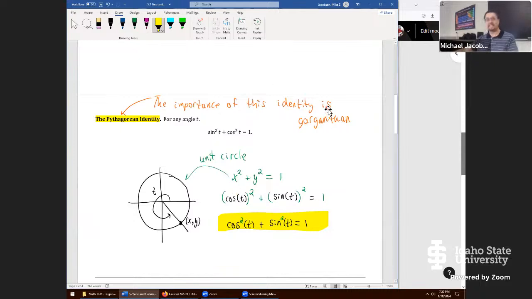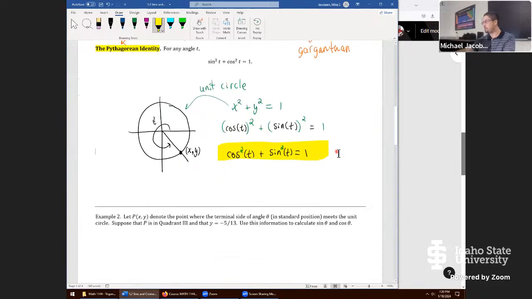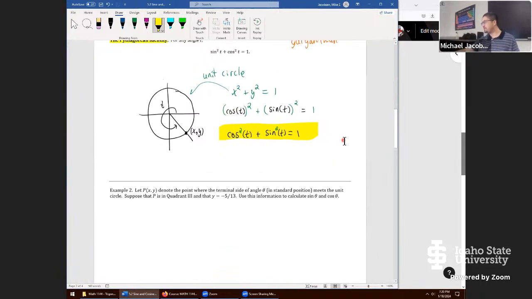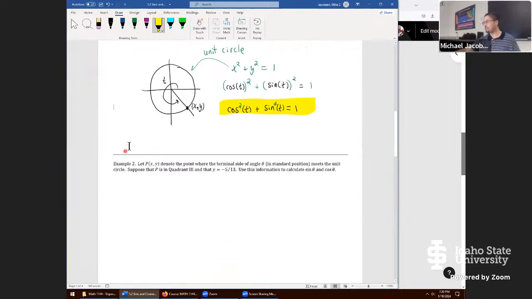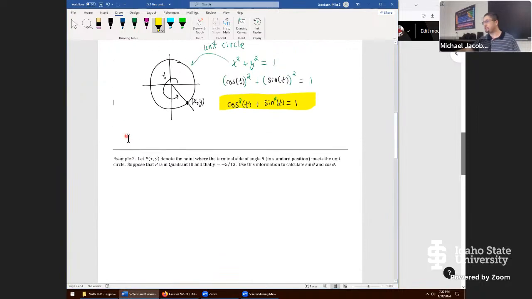Okay. Well, we've got a brand new identity. I claim its importance is gargantuan. And we'll be the judge of that, not just because of these notes, but for everything we do throughout the course. But we promised that we needed that identity to solve example 2. So now let's make it work for us. Let's scroll down to this spot here where our derivation was. Now start reading through these instructions.